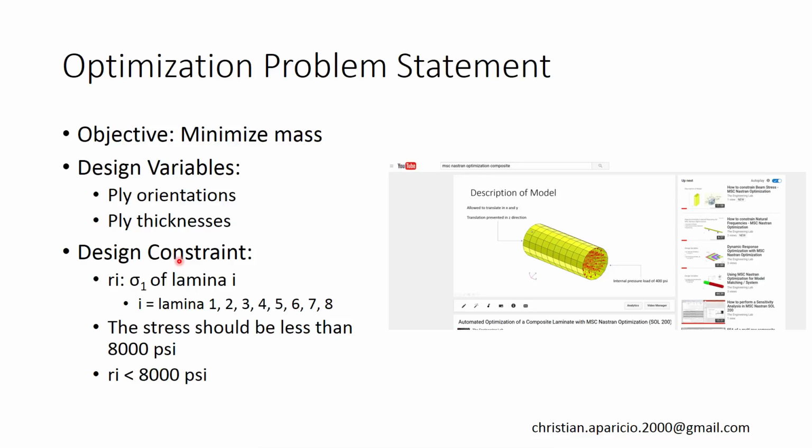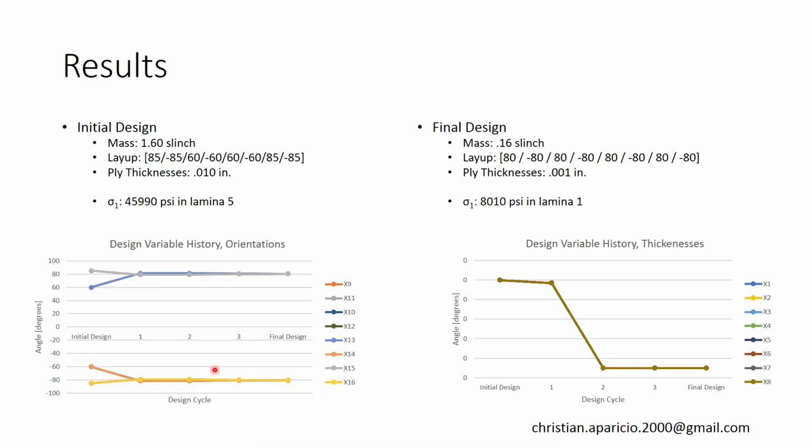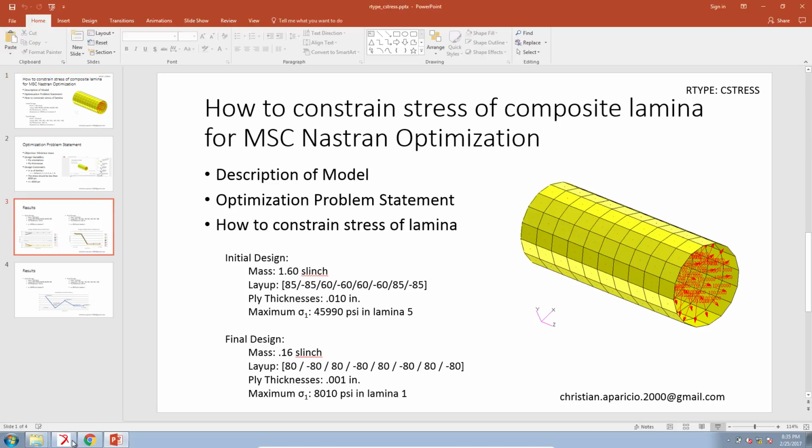In this video, we're going to focus just on design constraints for the stresses in the one direction. So we're going to create 8 design constraints, one for each lamina, that says the stress in the one direction should be less than 8,000 PSI. For this, we are going to use our web app to define this.